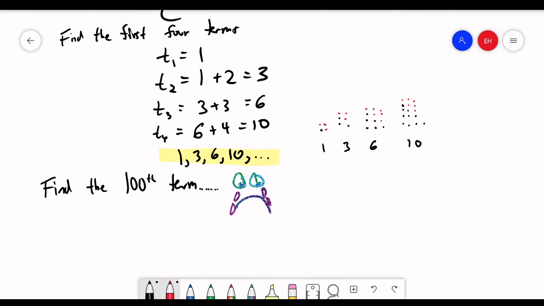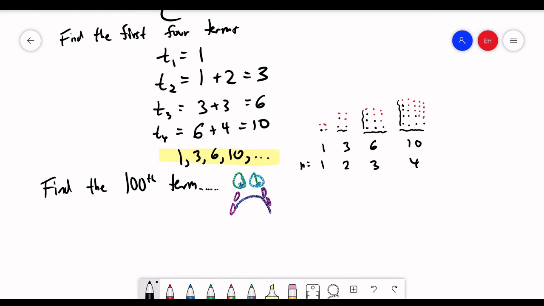And we actually did this sequence before when we were doing the explicit formulas. It's that sequence 1, 3, 6, 10. It's that triangle sequence. Just to remind you how we got the explicit formula, where the explicit formula is really good for finding the 100th term, because we only have to put in n is 100 and we'll get the value of the term.